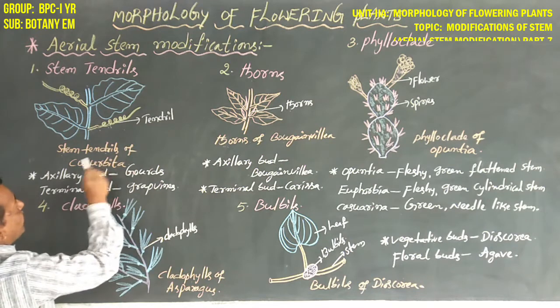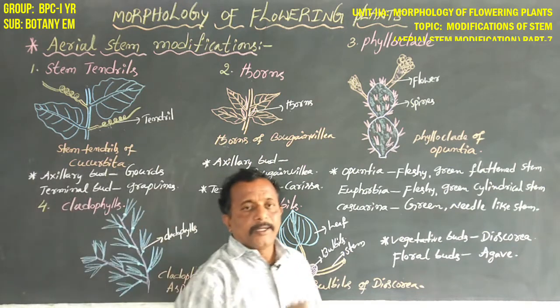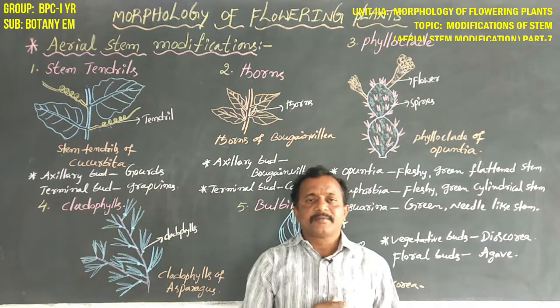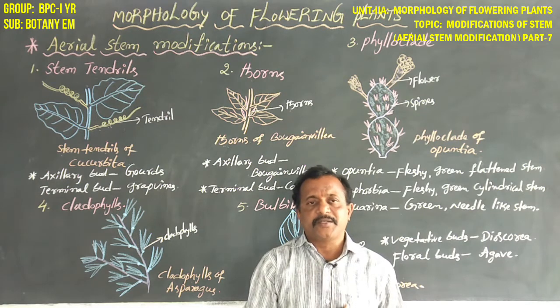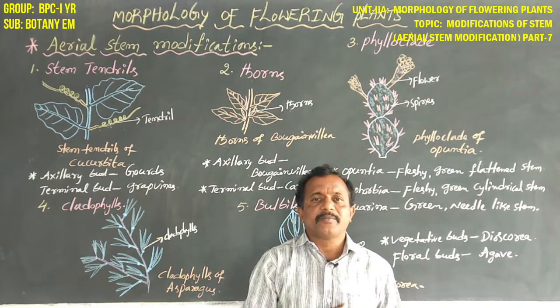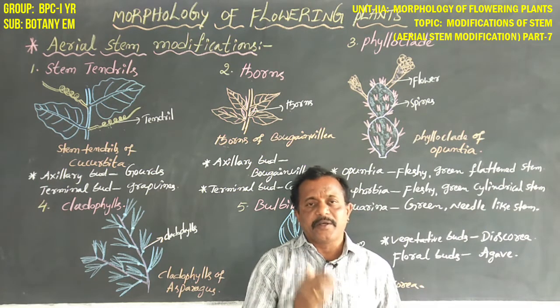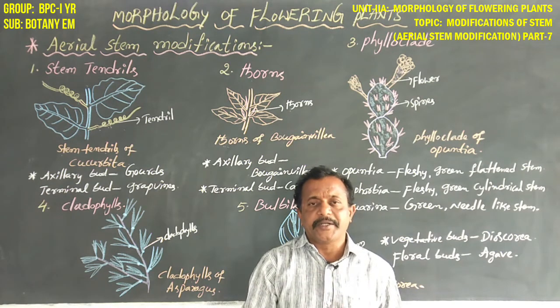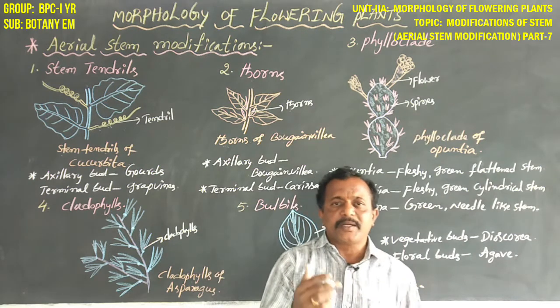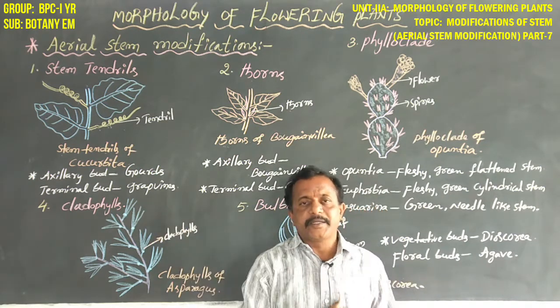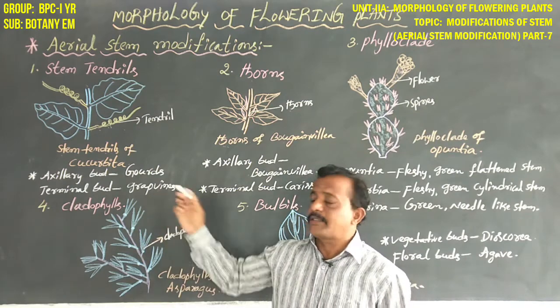This is a stem tendril of Cucurbita. Stem tendrils means a very delicate organ or spirally coiled structure. That is called stem tendrils. This stem tendril is always useful for climbing. Axillary buds are modified into tendrils in plants such as cucumber, watermelon and pumpkin. Terminal buds or apical buds are modified into tendrils in grapevines.